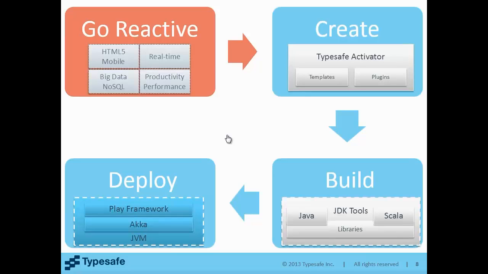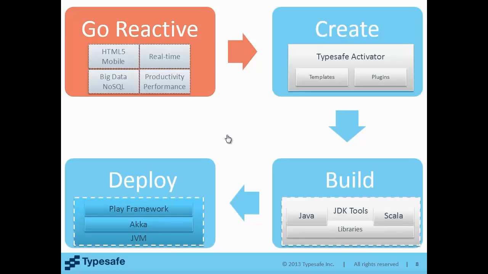So what the platform looks like and how you use it is this: you want to go reactive. You want to build an HTML5 site or build a mobile application or bring real-time into your software, or you want to use big data or NoSQL, or you just want better productivity and performance and better scalability. So something is probably driving you to go reactive. There's something new in your software world, and so you want to go reactive. And the way that you do that is you'll create a new application with Typesafe Activator. This is a new product that we just released the 1.0 of, and you'll start with a template. There's now 32 template applications in Activator that you can get started with, and you'll use Activator now as the way to get started building reactive applications.